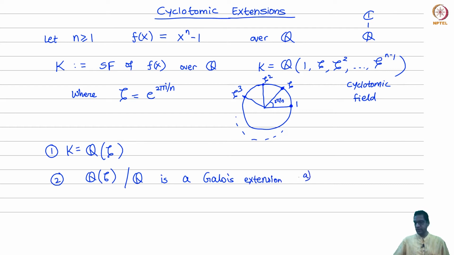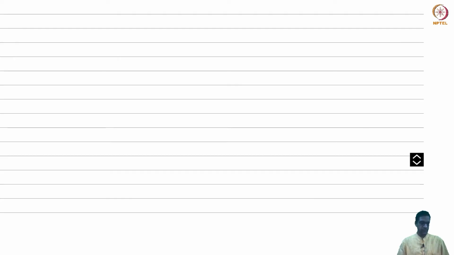Well, why is that? We need to check two things: that it is normal and separable. It's normal as an extension because it is the splitting field of a polynomial, since this is given as a splitting field. And separable comes for free because observe that we are talking about characteristic zero fields, and there we have seen that all algebraic extensions are automatically separable. So both are straightforward in this case. So what we are talking about is a certain Galois extension of the field of rational numbers.